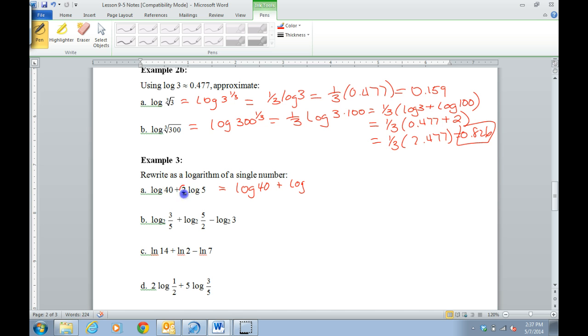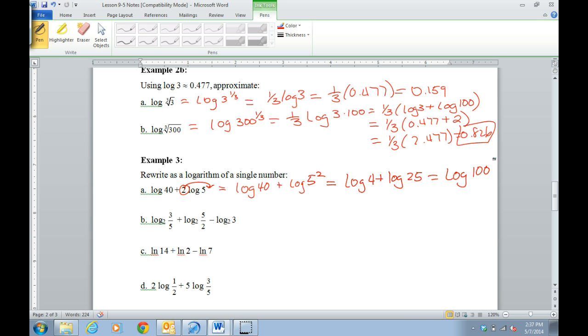Because remember, this little 2 is going to go back here as an exponent. We learned that last year. So this will be the same as saying log of 40 plus log of 25. Now they'll be multiplying, so we're going backwards. 4 times 25 is 100.